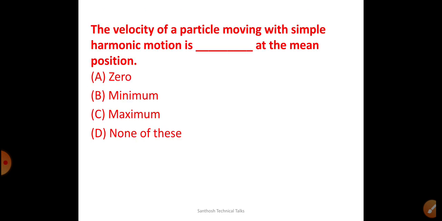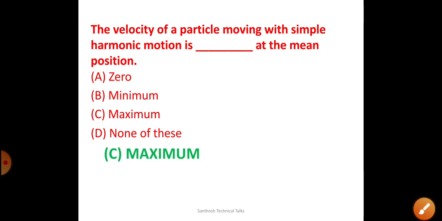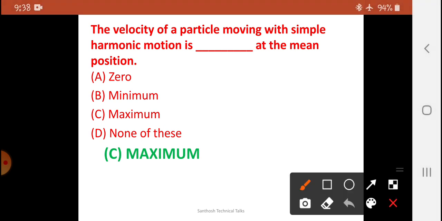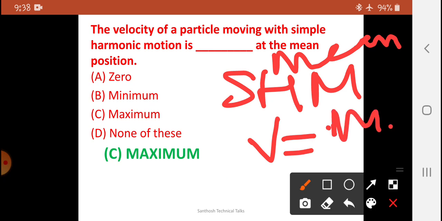The next question is the velocity of a particle moving with simple harmonic motion at the dash at the mean position. The velocity of the particle moving in SHM at the mean position is 0. Sorry, at the mean position it is maximum, and acceleration is 0. So please be clear that in simple harmonic motion, velocity at the mean position is maximum and acceleration is 0.